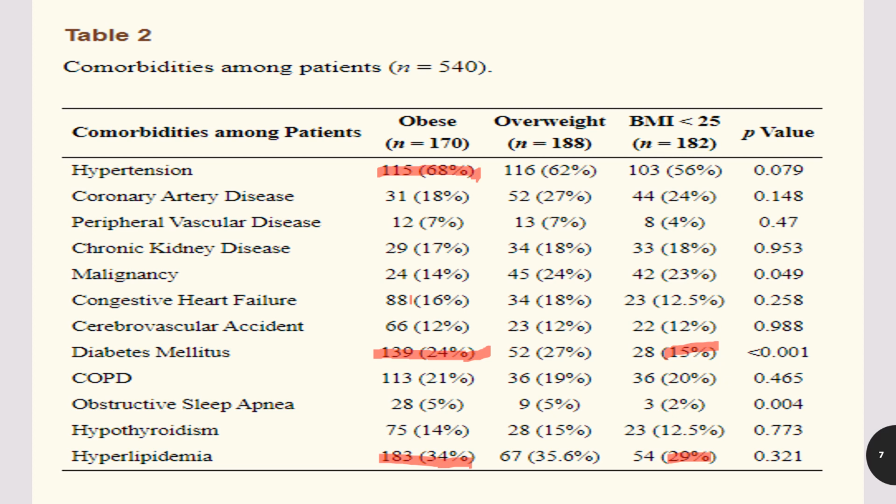So this was a little idea of why we want to control our weight. We want to try to stay as close to normal body weight as we can. And if you don't, the likelihood of you getting these types of comorbidities is pretty high. So you can extrapolate these findings to the general population.